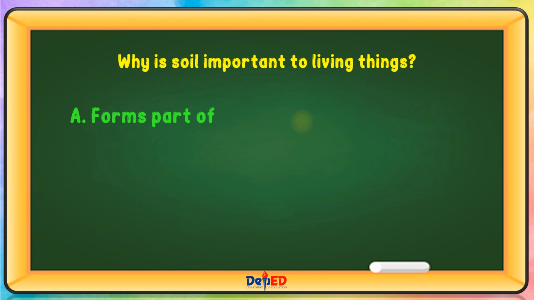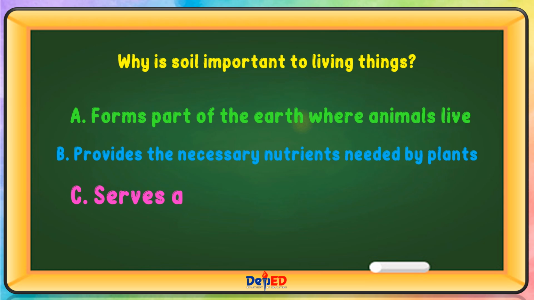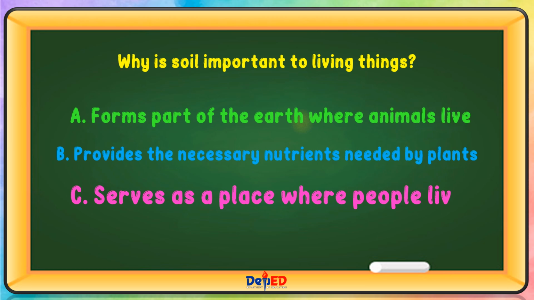Why is soil important to living things? A. Forms part of the earth where animals live. B. Provides the necessary nutrients needed by plants. C. Serves as a place where people live. And D. All of the above. The correct answer is D.